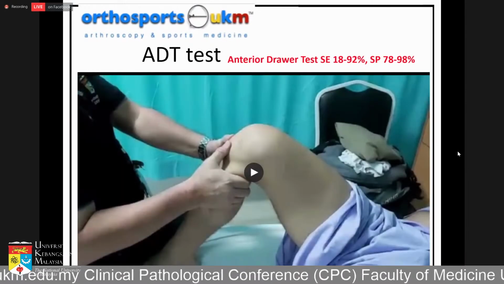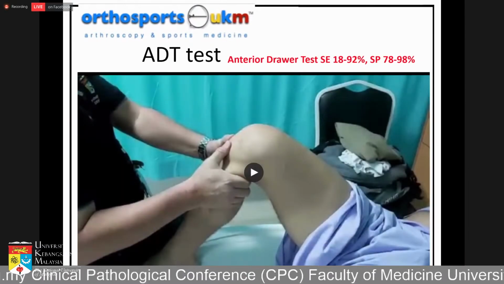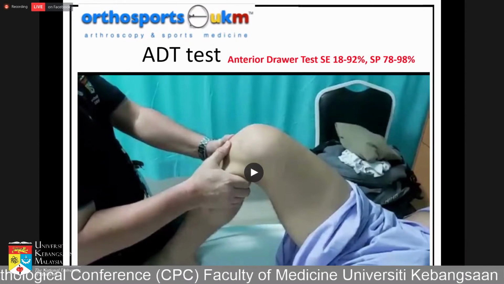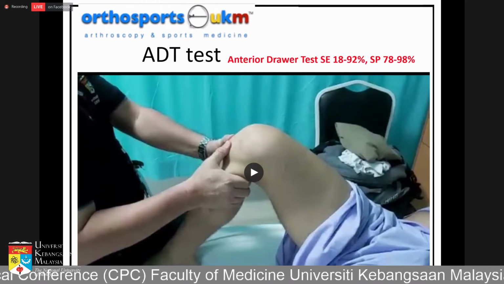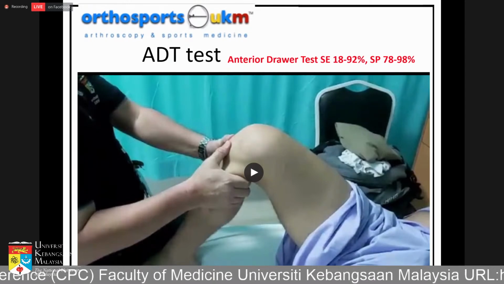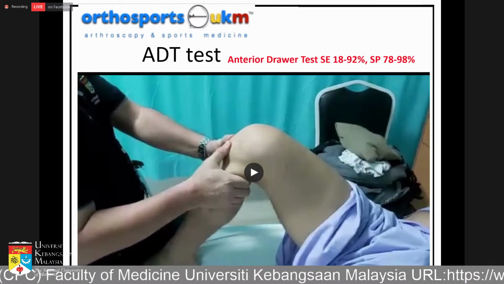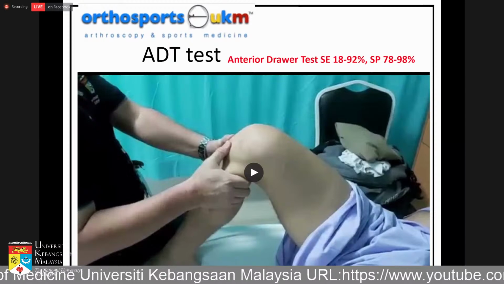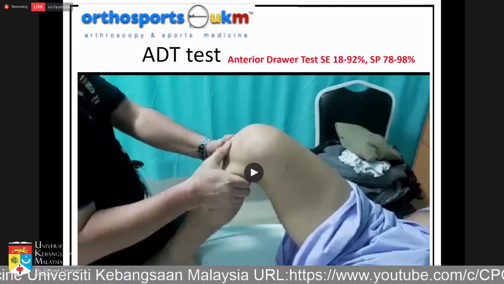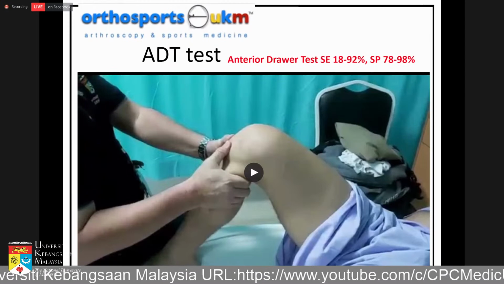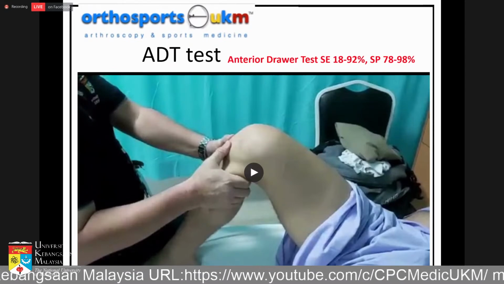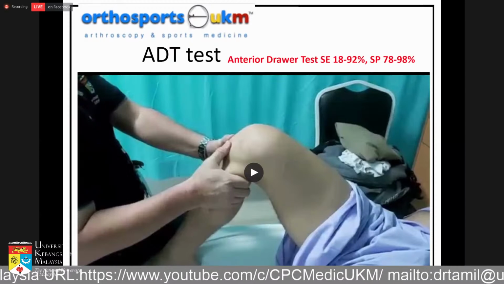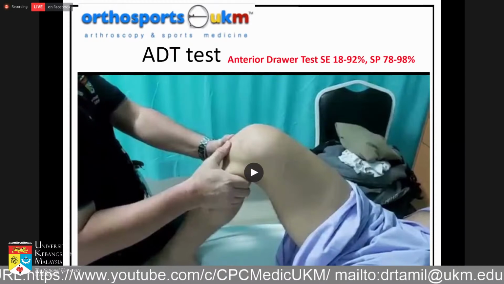Okay, this test's sensitivity is 18% to 92%, and the specificity is 78 to 98%. The sensitivity ranges from quite a low point of 18%, because those who have hyperlaxity might have a positive anterior drawer test also. Also, when a patient has a deficient PCL or concomitant PCL injury, the anterior drawer test might be false positive also.